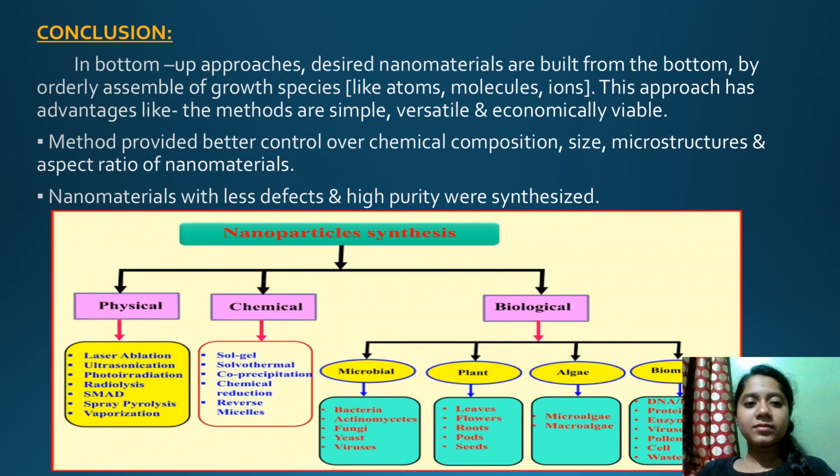Coming to the conclusion, in bottom-up approaches, desired nanomaterials are built from the bottom by orderly assembly of growth species like atoms, molecules, and ions. This approach has advantages like the methods are simple, versatile, and economically viable. The method provides better control over chemical composition, size, microstructures, and aspect ratio of nanomaterials. Nanomaterials with fewer defects and high purity are synthesized. This is a flowchart that depicts nanomaterial synthesis through physical, chemical, and biological processes.